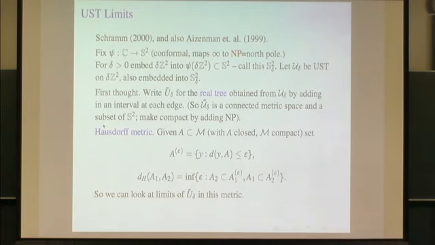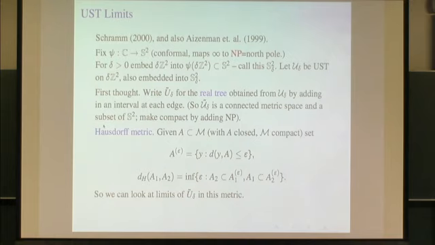When you're looking at scaling limits of discrete objects like that, the first thought you might have is to write U tilde delta for the real tree obtained from this by adding an interval at each edge. So you have your formal tree, and you just add little line segments to get a continuous metric space which is connected.